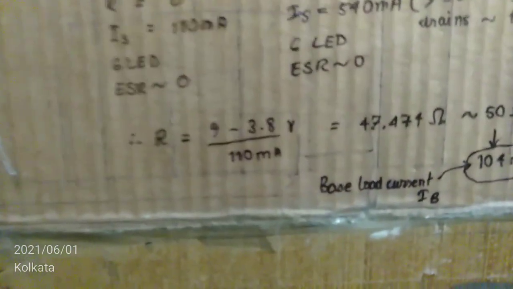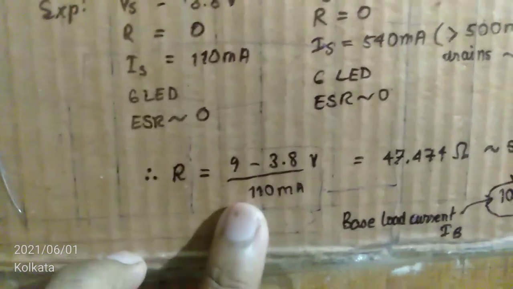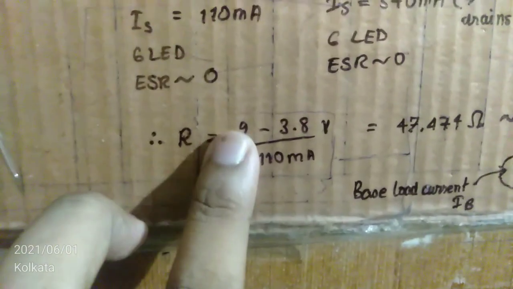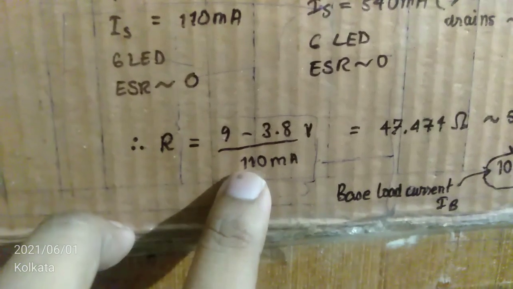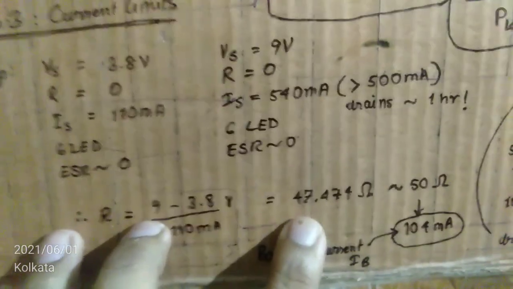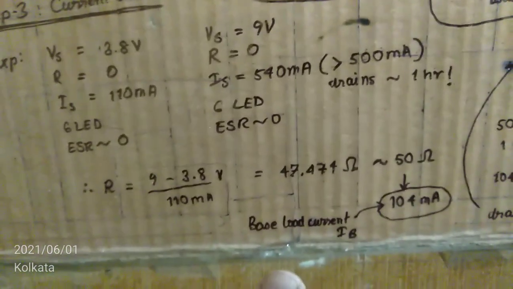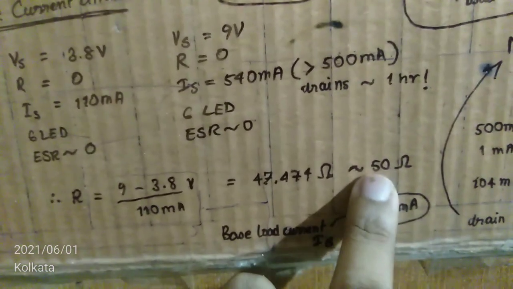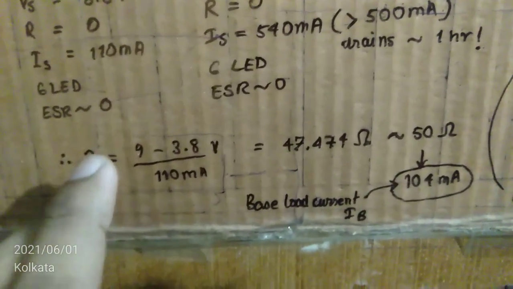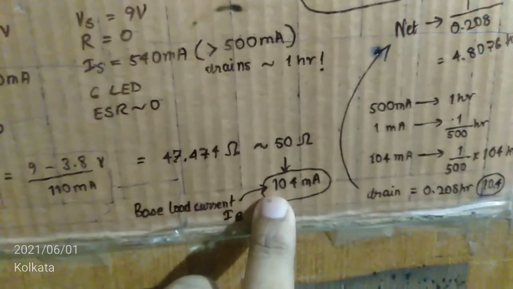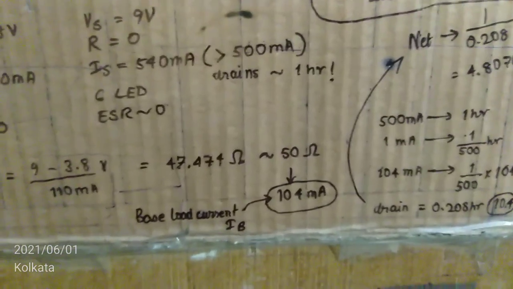So we add a current limiting resistor at 9 volts. The equation is basically Ohm's law. We have the potential difference, 9 minus 3.8, divided by the current, which gives the resistance, and we get the resistance as 47.47, which is nearly equal to 50 ohms. Now considering 50 ohms, we recalculate the current by interchanging R and I positions, and what we end up with is 104 milliampere, which is the base load current of our torch.